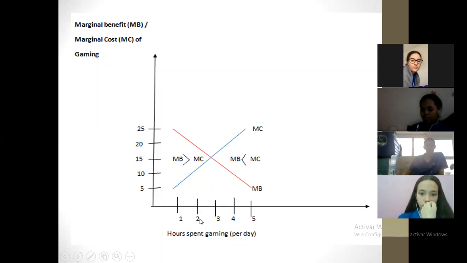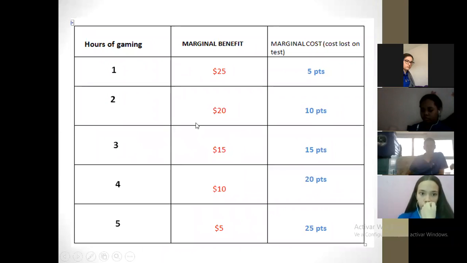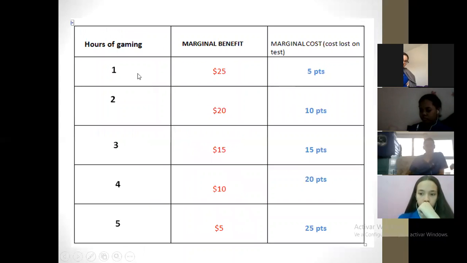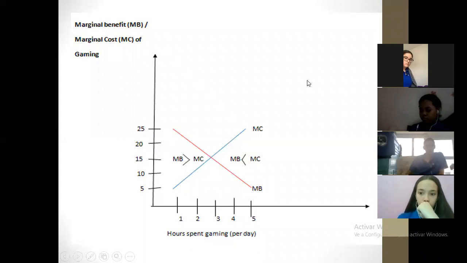Now, if we go back and we see the chart, we're gonna compare this column with the second column. I'm gonna get the marginal benefits. The marginal benefit is this one. For 1 hour, I'm gonna pay $25. For 2 hours, I'm gonna pay $20. For 3 hours, I'm gonna pay 15 and so on. Now the other curve is gonna be this one, the marginal cost. Over here, 1 hour, I'm gonna lose 5 points. 2 hours, I'm gonna lose 10 points and so on.